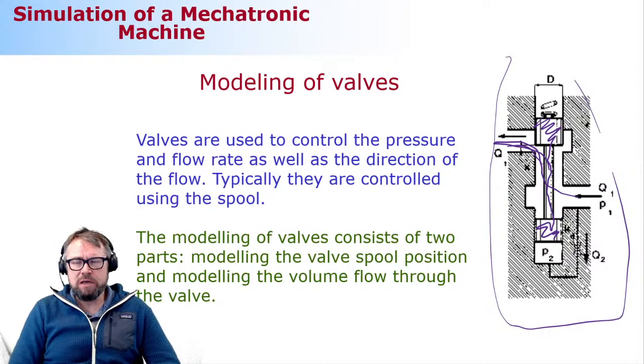So the first thing to do in hydraulic component modeling is to figure out the position of the spool. And once you know the position of the spool, then you can estimate how much is the flow rate through this component. So two steps.